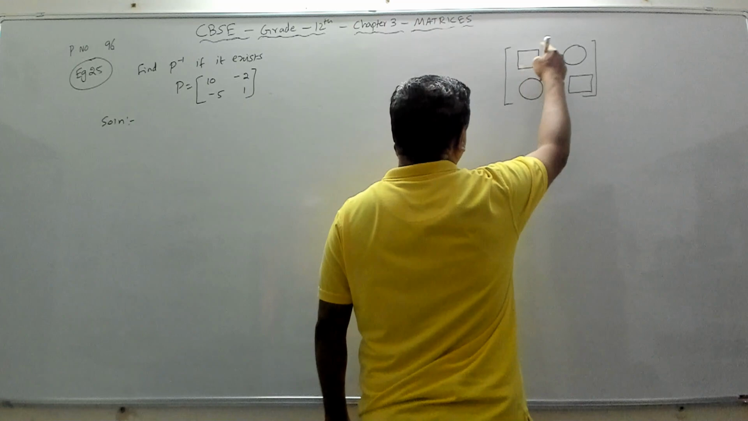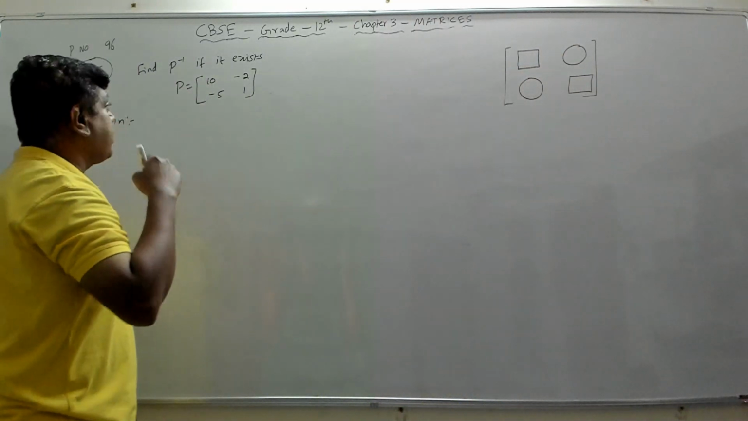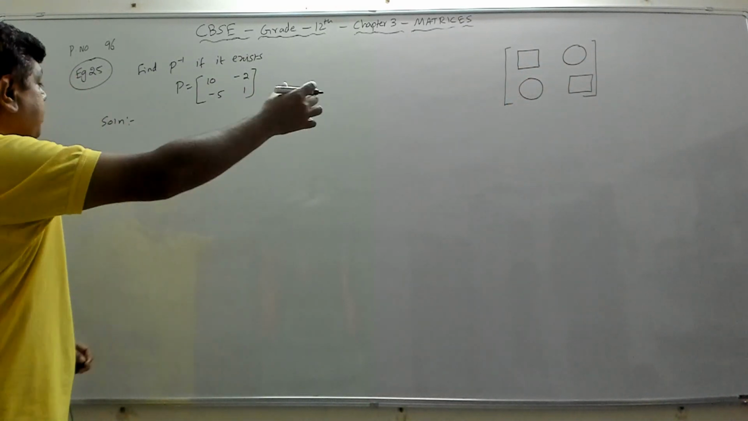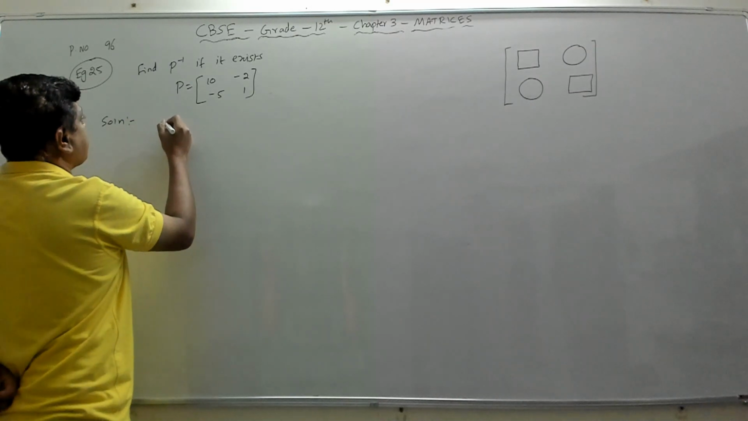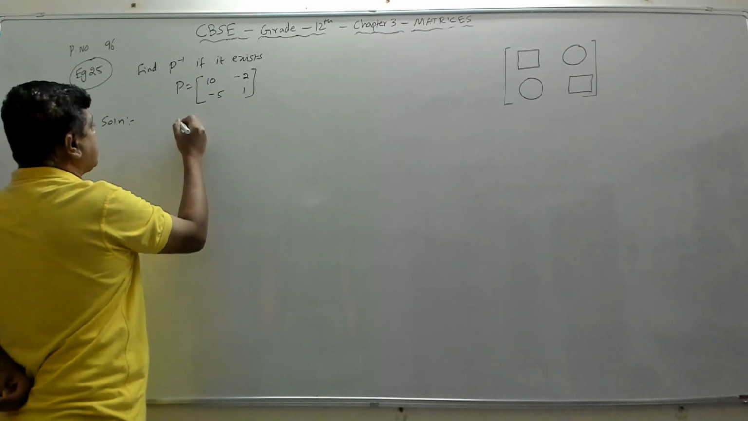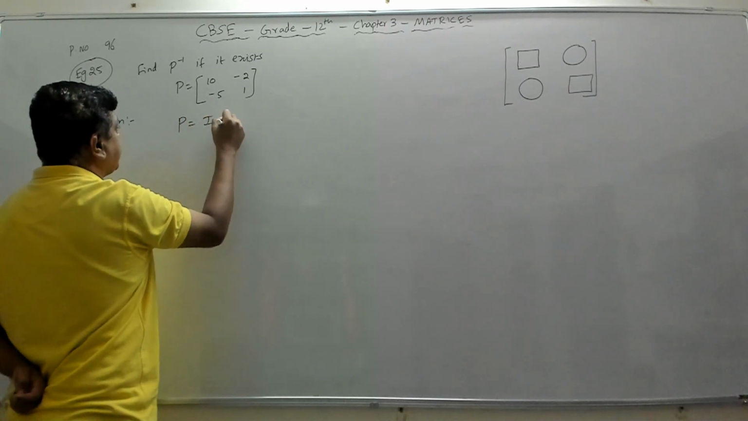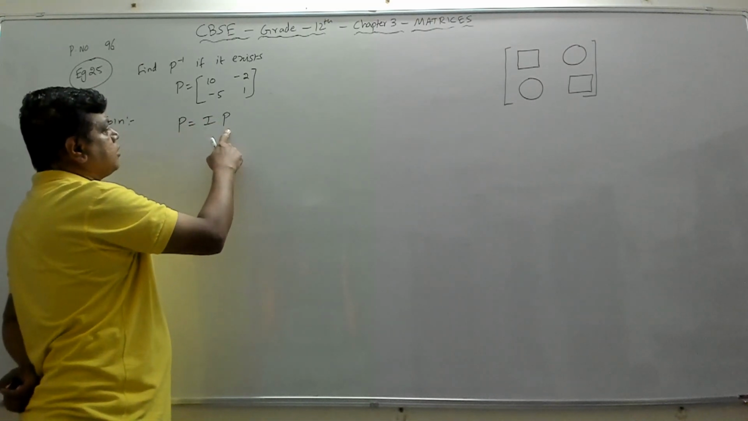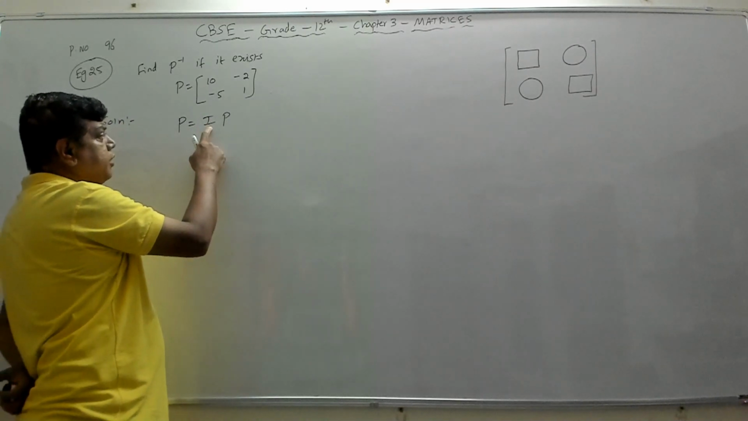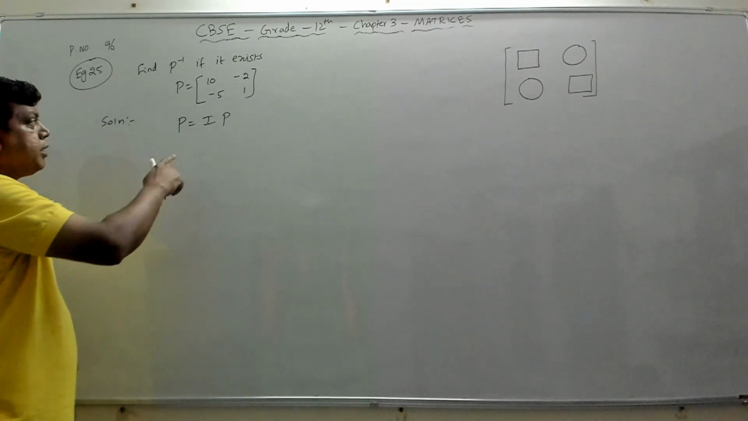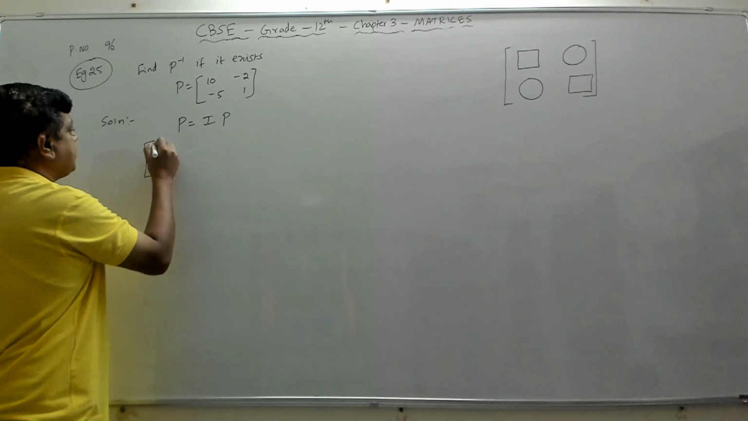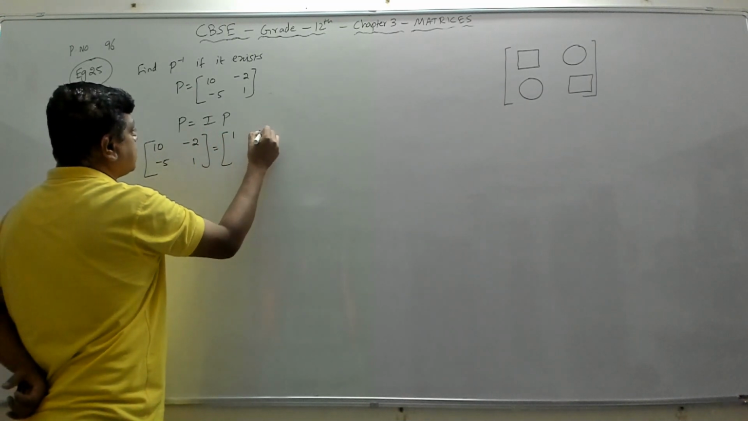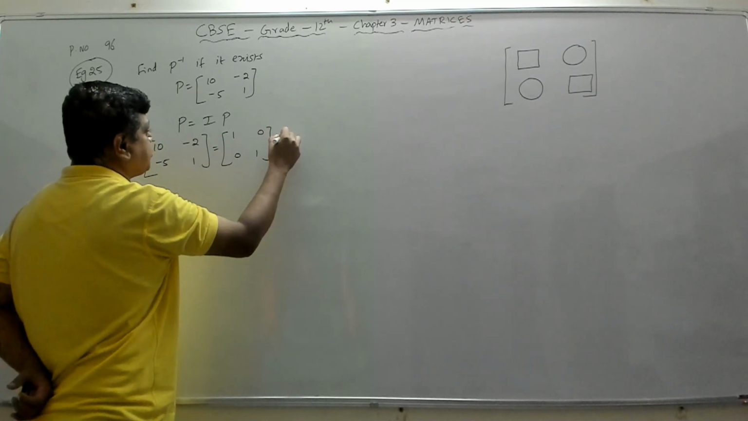The goal is to make this matrix our unit matrix, like 1, 0, 0, 1. Before we go to the steps, let's write the first step: if you are applying row operations, then we have to write P as I into P. Identity matrix into P will give you P. So P should be written as I into P. Then we write the matrix P, which is 10, minus 2, minus 5, 1, equal to the I matrix, that is 1, 0, 0, 1, times P.